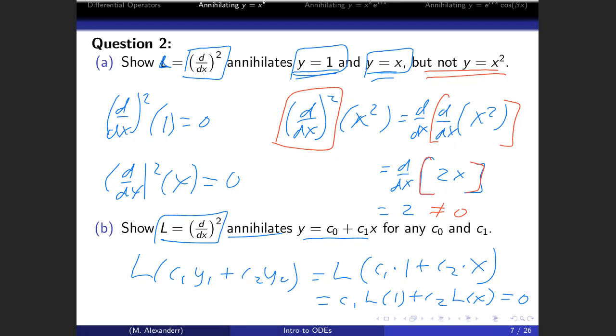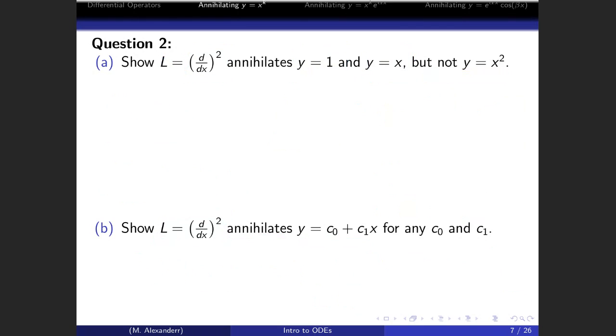And what do you know? The individual L acting on the 1 function is equal to 0, and L acting on the x function is also equal to 0, and so the whole thing is equal to 0. And so therefore L acting on the linear combination of the two functions from the very beginning, y1 and y2, will also be equal to 0. All right, so this is a property of the linear operator.